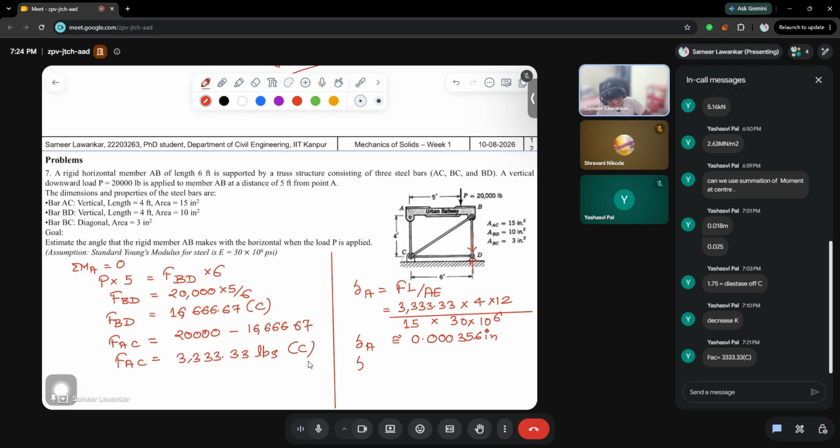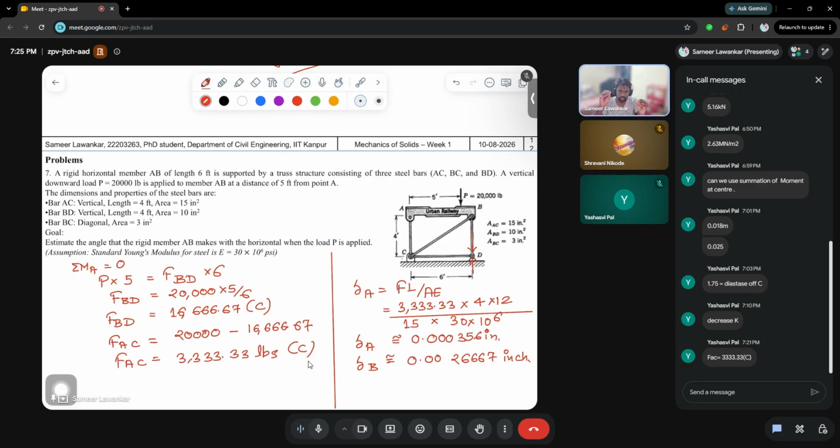Similarly, you can get the value of delta B. I will just write it directly. Delta B is equal to 0.002667 inches. Now try to understand this. Sorry, delta B has reduced much more as compared to delta A. So delta A has reduced less, delta B has reduced more.